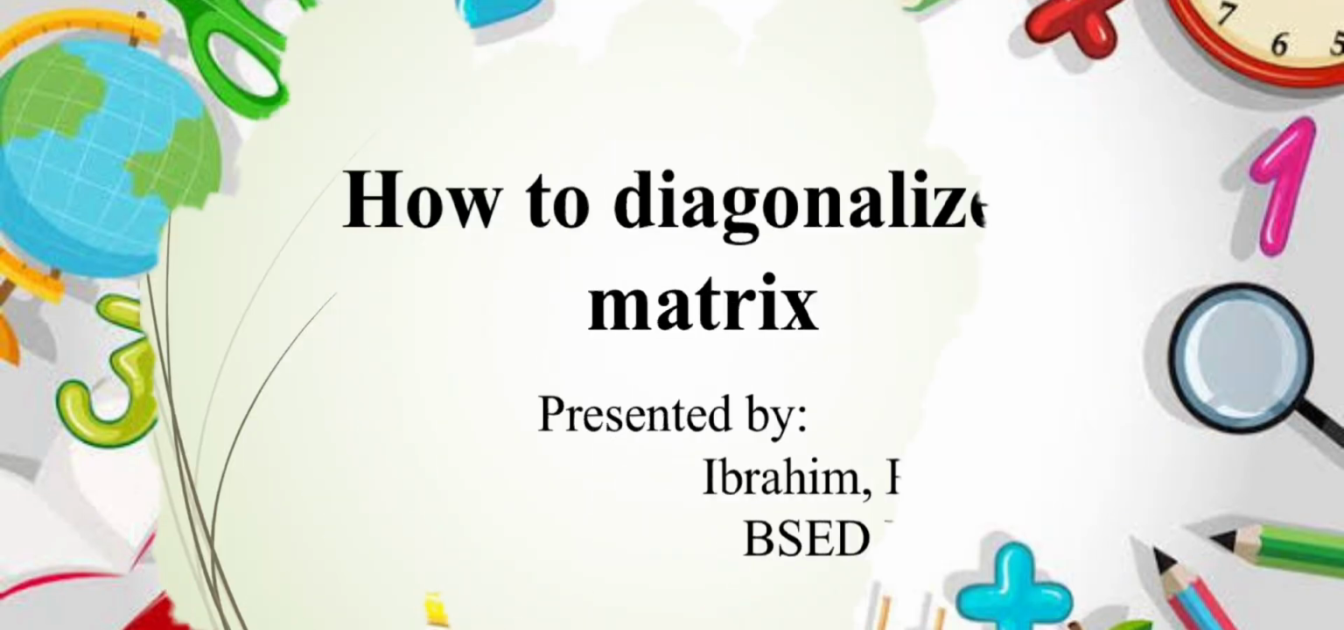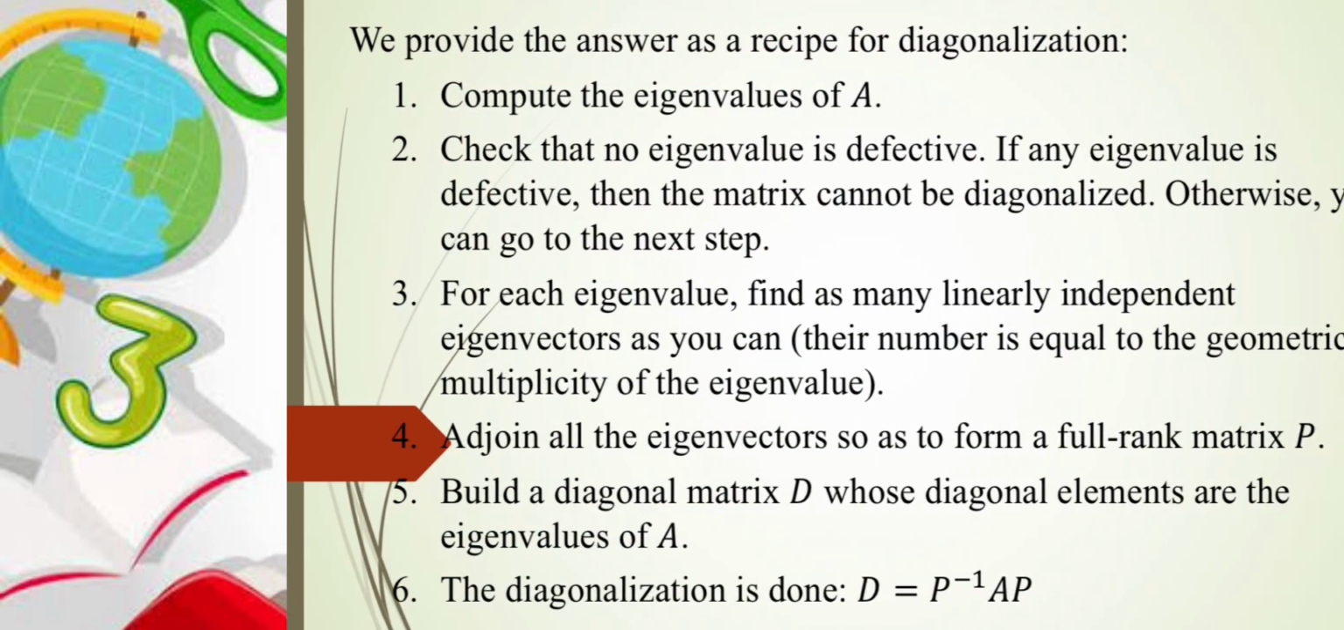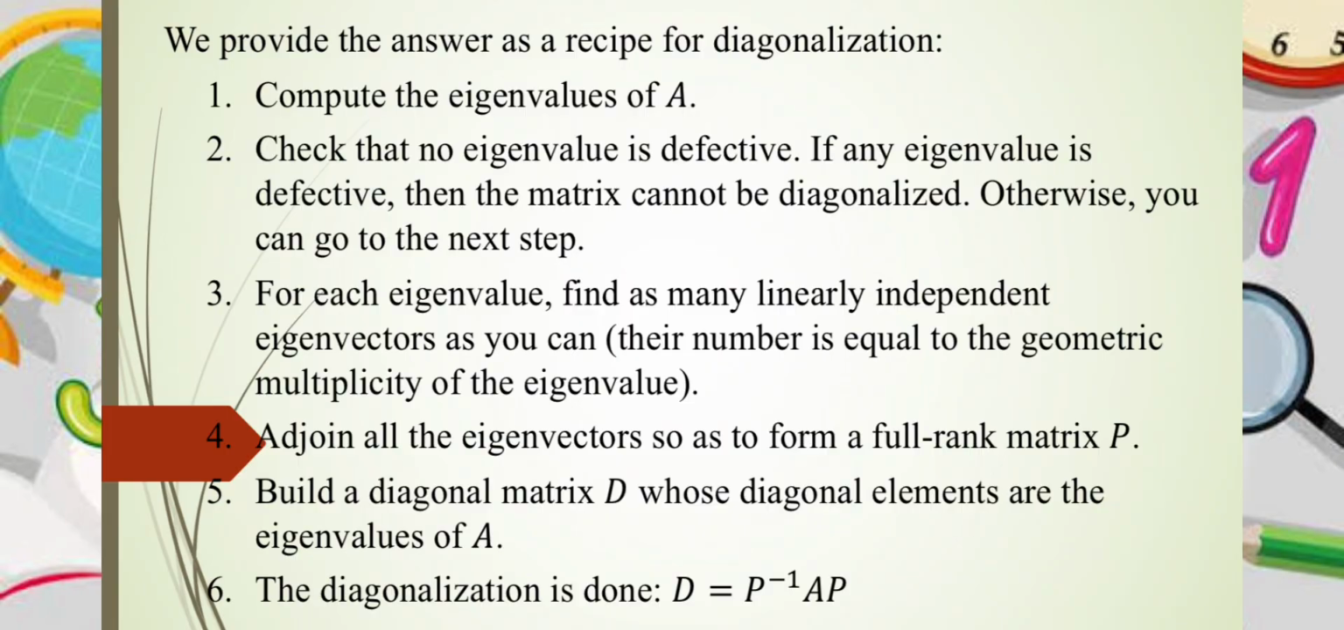How to diagonalize a matrix? Suppose we are given a matrix A and we are told to diagonalize it. How are we going to do it? The answer has already been given in the previous proof, but it is worth repeating. We provide the answer as a recipe for diagonalization.